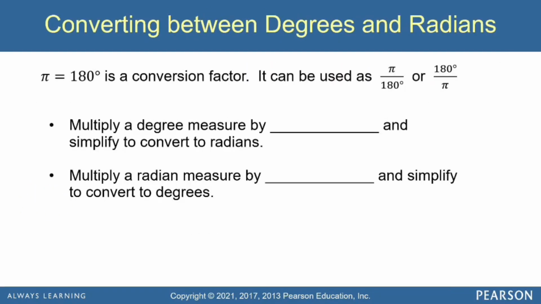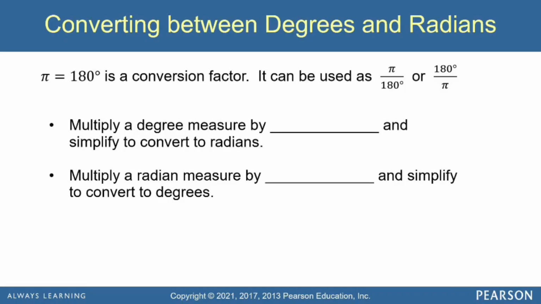Now we said before that pi radians is equal to 180 degrees, and that equivalence can be used as a conversion factor. We can make a fraction out of it, and we can have either pi over 180 degrees, or we can have 180 degrees over pi. And the way that you use it depends on which way you're trying to convert.